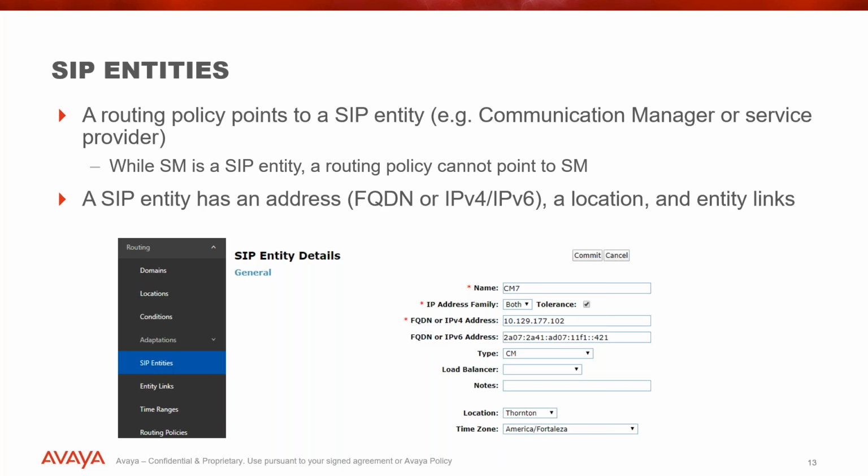Each SIP entity has an address, and there are multiple ways to specify that address. You can specify an FQDN, that's a fully qualified domain name, or you can specify the address as an IPv4 address or an IPv6 address. A SIP entity can have both an IPv4 and an IPv6 address. In addition to the address, you can specify the location on this form, and you're also going to add entity links on this form. That FQDN, if you put an FQDN here, like, for example, sessionmanager1.avaya.com, that's going to need to be resolved somehow, and we'll get to that in a couple of minutes here.